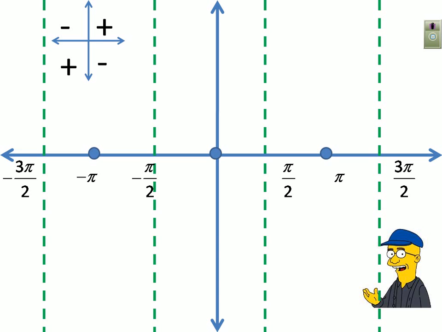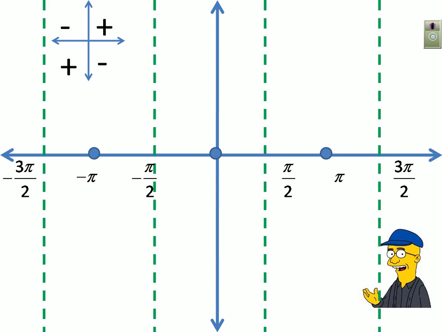So I've drawn the vertical asymptotes, and then up here at the top I've placed just an XY axis, and I've labeled these quadrants with either pluses or minuses. Now what that is, it's an indication of the sign of tangent in those quadrants. Now remember, tangent is sine over cosine.